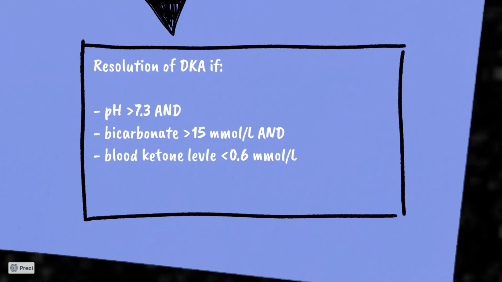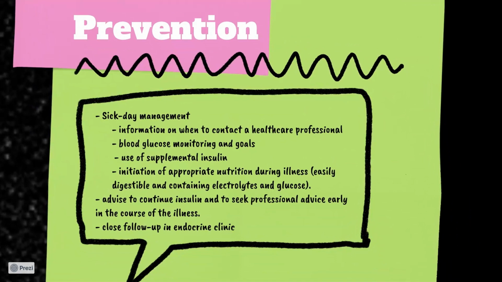Patient education is vital in minimising episodes of DKA. Although often done by the diabetic endocrine team, things to consider in discussion include sick day management, information on when to contact a healthcare professional, the importance of good blood glucose monitoring and what the patient's targets are, and appropriate nutrition during illnesses. A close follow-up of these patients in the endocrine clinic will allow these discussions to take place.